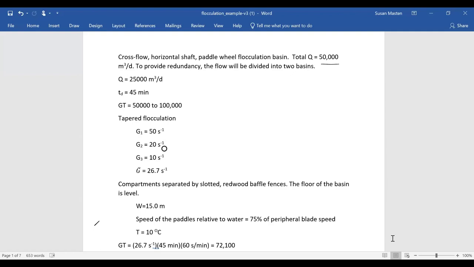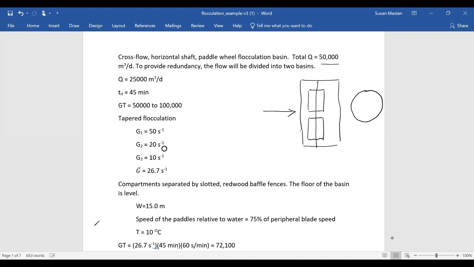So what we have is a cross flow horizontal shaft paddle wheel flocculator. What that means is, think about it this way. We have cross flow, we have a center shaft here, and on that center shaft we have a paddle wheel. And if we looked at the paddle wheel this way, what we really have is this.